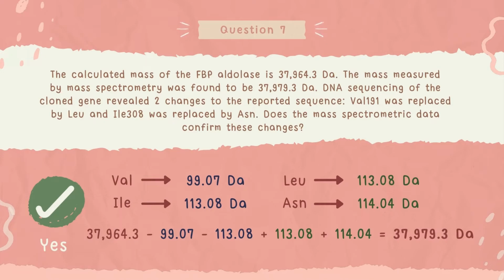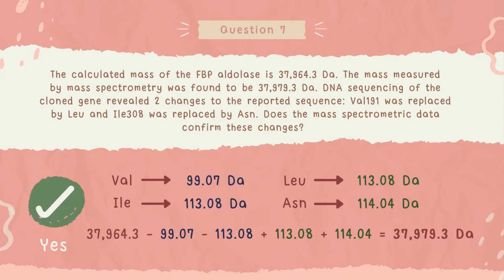The mass spectrometric data indeed confirmed the changes. Valine and isoleucine have residual masses of 99.07 and 113.08 daltons respectively. Changing the amino acids with leucine and asparagine, which have residual masses of 113.08 daltons and 114.04 daltons respectively, will result in achieving the mass that is actually measured by the mass spectroscopy.